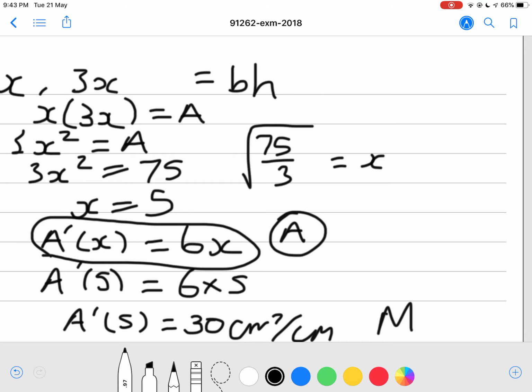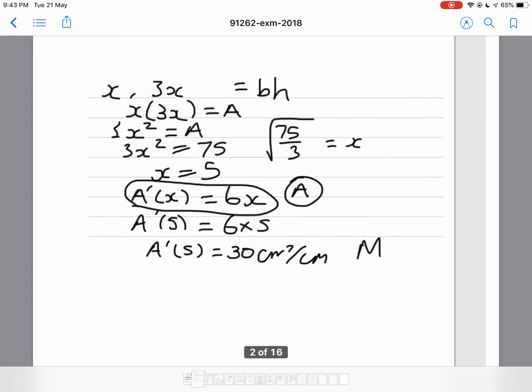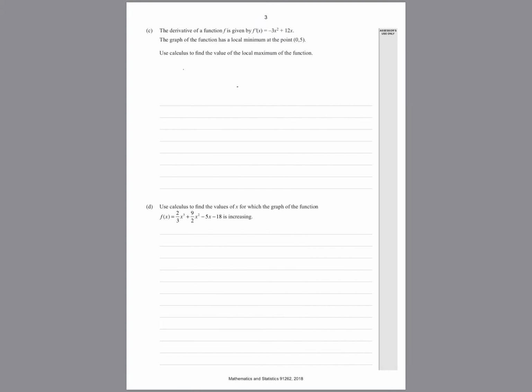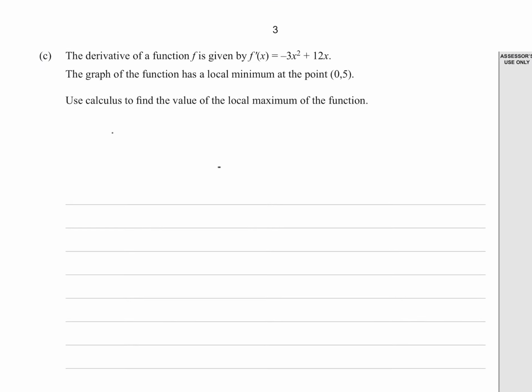Okay, moving on. The derivative of a function f is given by f dash of x equals negative 3x squared plus 12x. The graph of the function has a local minimum at the point x equals 0 and y equals 5. So use calculus to find the value of the local maximum of the function.